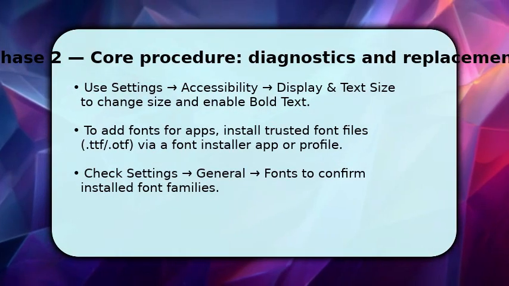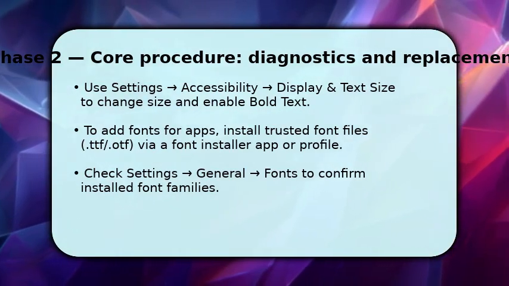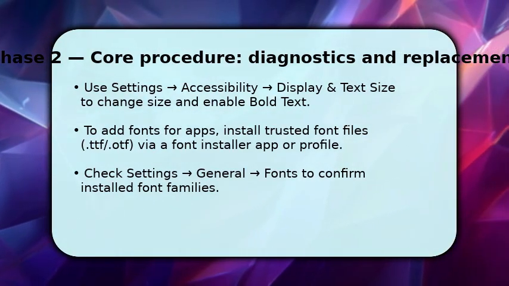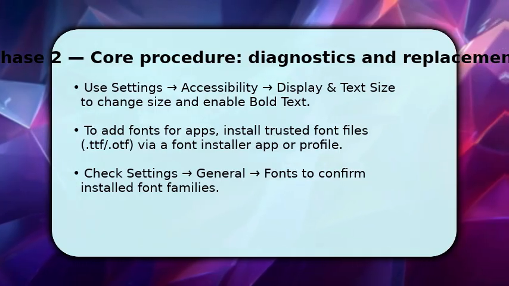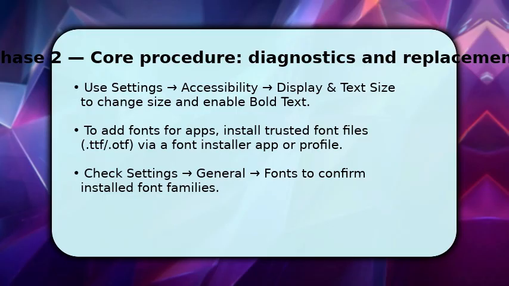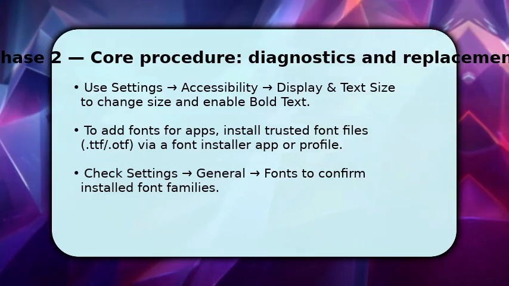Now you execute the core steps. Open Settings, right arrow Accessibility, right arrow Display and Text Size to increase text size and toggle bold text. This alters most system interfaces and improves legibility.